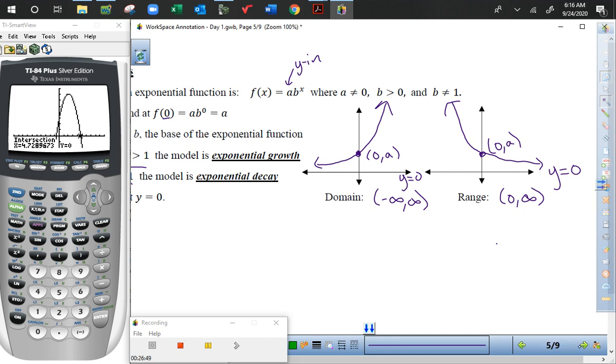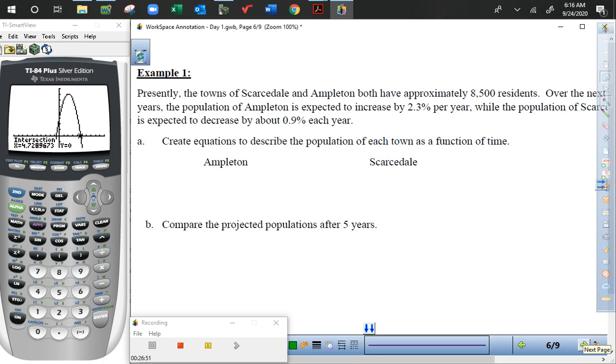Now that we know what the graph looks like, we're going to talk about how we know in context that something is exponential. So our first example says the towns of Scarsdale and Ampleton both have approximately 8,500 residents. Over the next few years, the population of Ampleton is expected to increase by 2.3% per year, while the population of Scarsdale is expected to decrease by 0.9% each year. Anytime you see a rate in a percent, that tells you it's exponential. Okay, so that's a constant multiplying factor, always exponential.